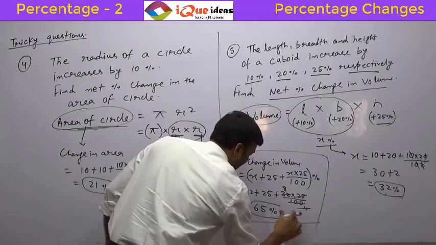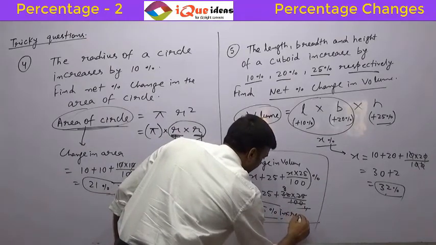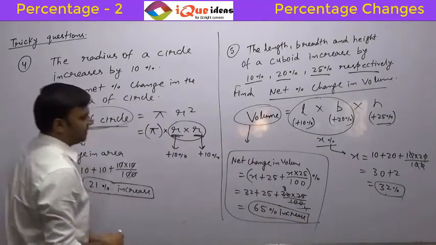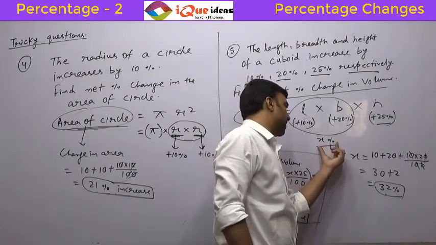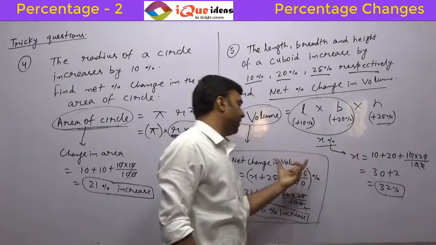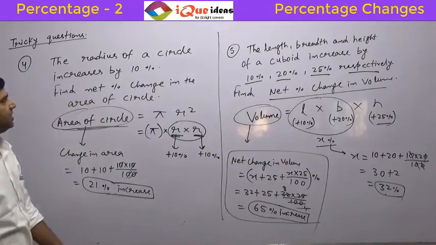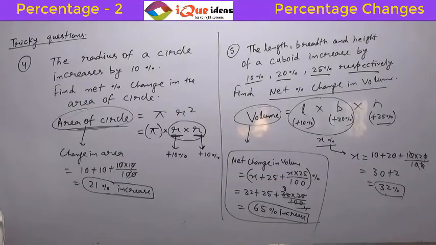It is a 65% increase, right? So even for three changes we can apply successive changes, just that first you have to combine two of them and then the resultant of two and the third one you have to combine again. Alright, so this is how there are some tricky questions that can be asked in the percentage chapter.